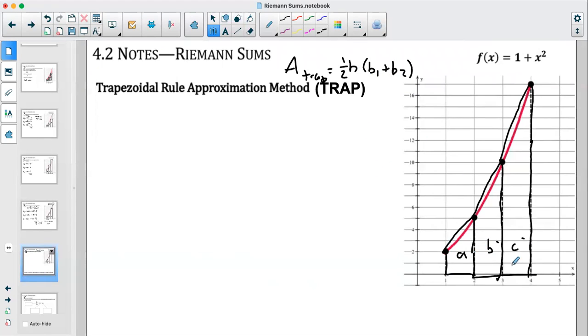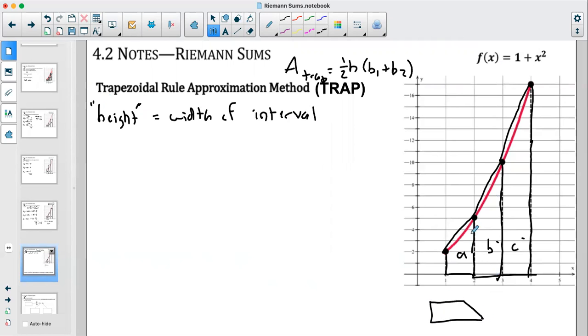And for all of these trapezoids and all these problems we're going to do where we use this approximation, the height in our formula is going to be the width of the interval. Basically, we're taking these little trapezoids here, there's 1, 2, 3, and we're thinking of them as looking like this. Like if you turn this one on its side, it kind of looks like that. And so now this is the height, the base 1 and the base 2.